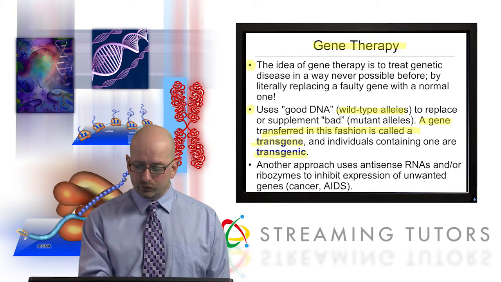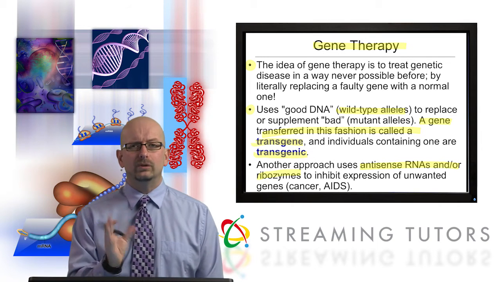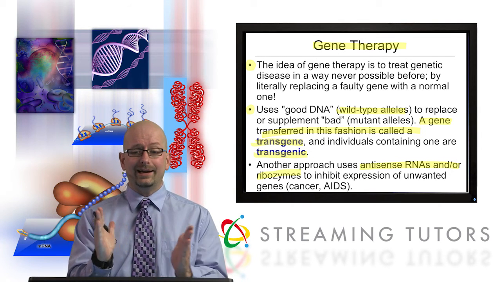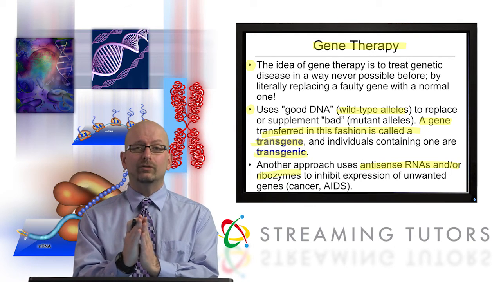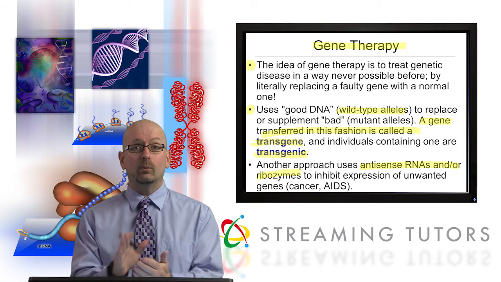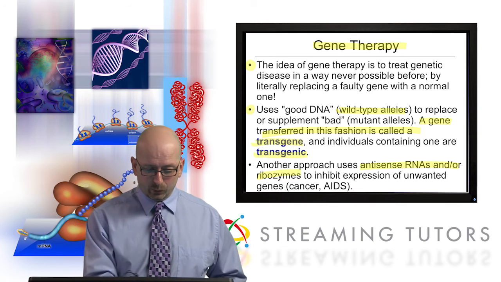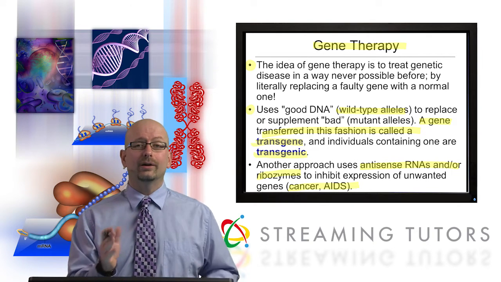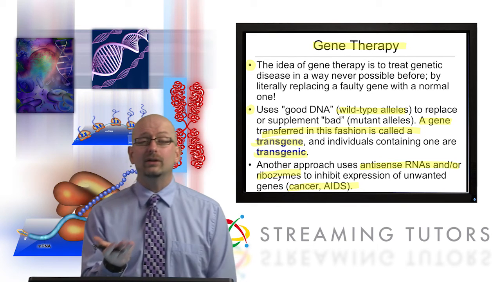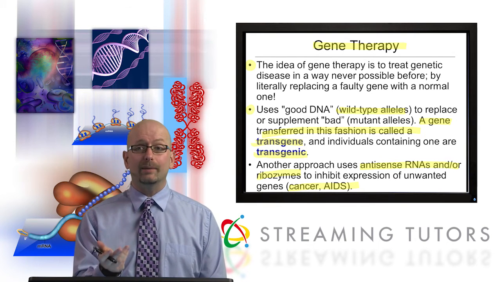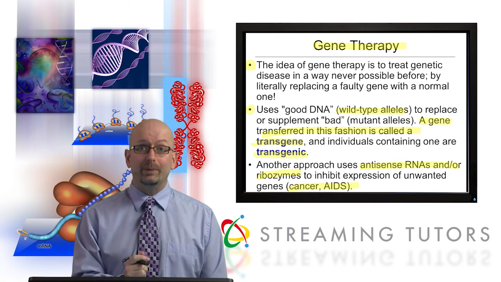Another approach uses either antisense RNAs or ribozymes, which I think we've discussed a little. An antisense RNA often binds to a messenger RNA, for example, and prevents its expression. That's often done when we want to stop a gene's expression, not augment it. So, in other words, say in AIDS or cancer, there are genes being expressed we'd like to shut down, and using antisense RNAs or ribozymes, which are enzymatic RNAs, they chop up RNAs so that they won't be expressed.